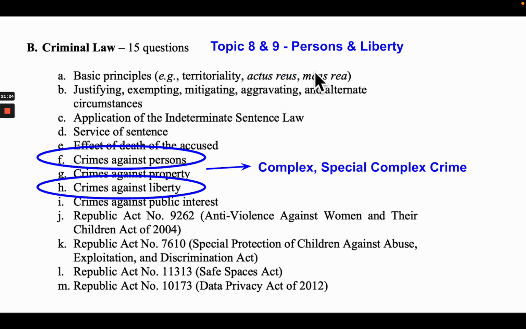So that's it. That's our discussion on crimes against persons and liberty, and we discussed it in the context of complex crimes and special complex crimes.